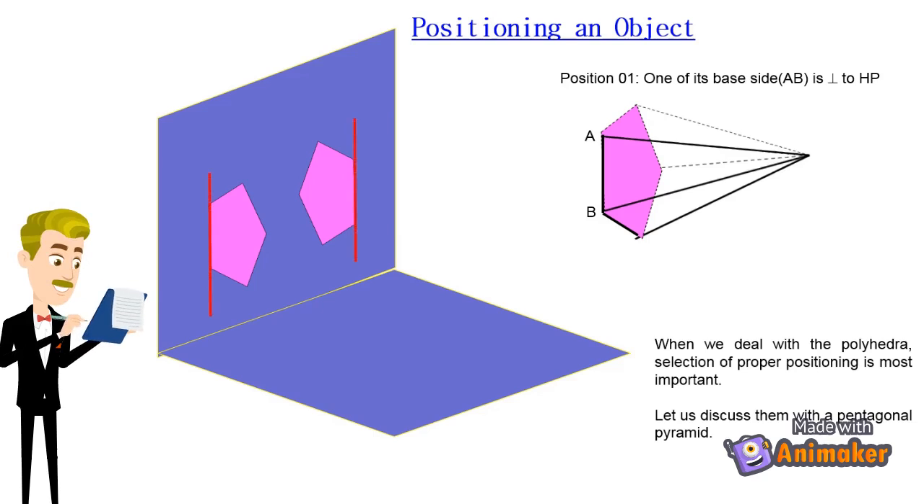During inclination, if the object rests on one of the base corners, with one base edge perpendicular to HP, we will be selecting the first. And, if it rests on the same base edge which is perpendicular to HP, then we'll go for the latter.